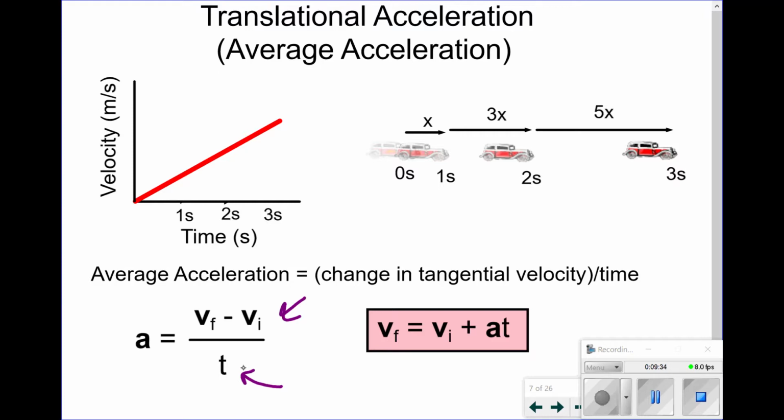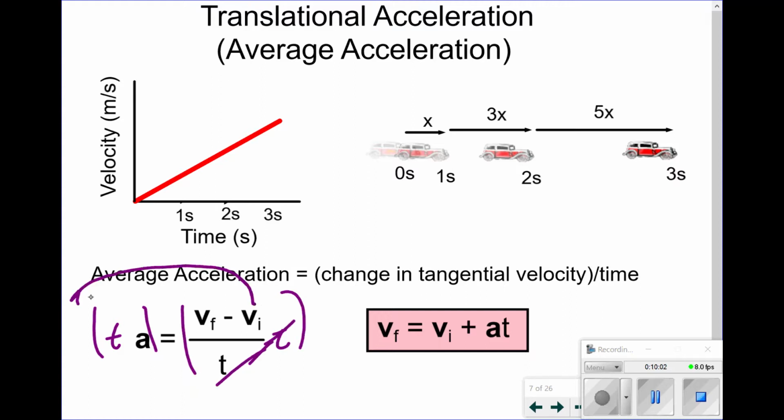One of the major purposes of knowing an object's acceleration is to predict the future, to find out how fast something will be moving later on, or how much time it takes to reach a particular speed. So we can easily rewrite this equation, solve for v final, by simply multiplying both sides by t, and then adding over the initial velocity. When we do that, we see the equation v final equals v initial plus at.